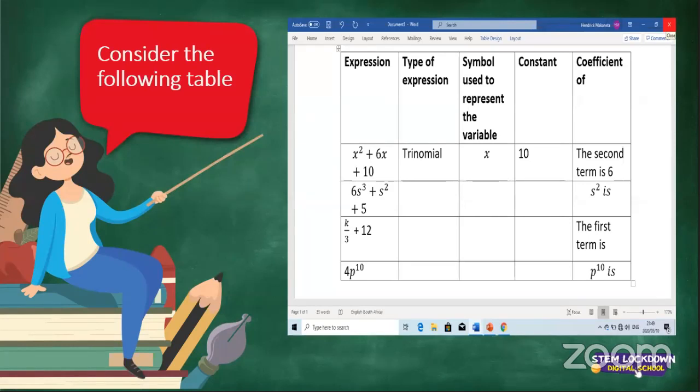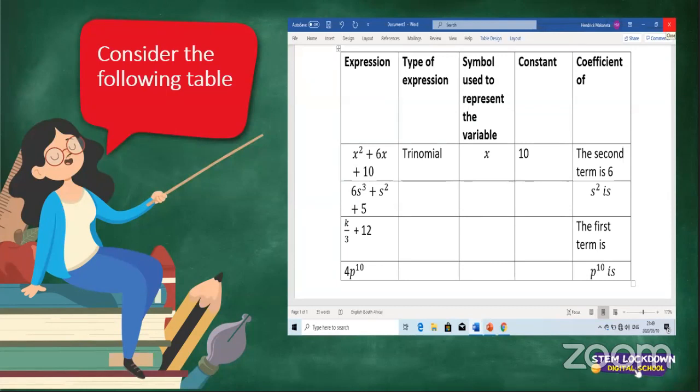Talk to me, Kuto. It's a binomial. Why do you say it's a binomial? Because it has two numbers and it's separated by a plus sign. Exactly. So there are two terms. Now tell me what symbol is used to represent the variable? K. Exactly. K is the symbol. Is there any constant in the expression? 12. 12 is the constant, definitely.